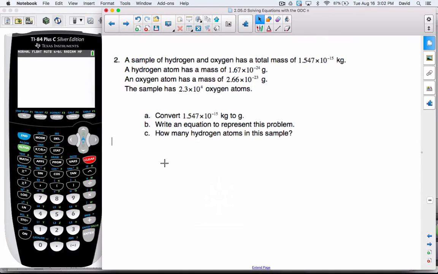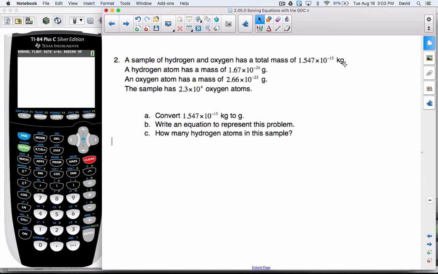All right, so here we are going to do this word problem. Just take a moment, read it, get a sense of what's going on, and pause it if you need to.